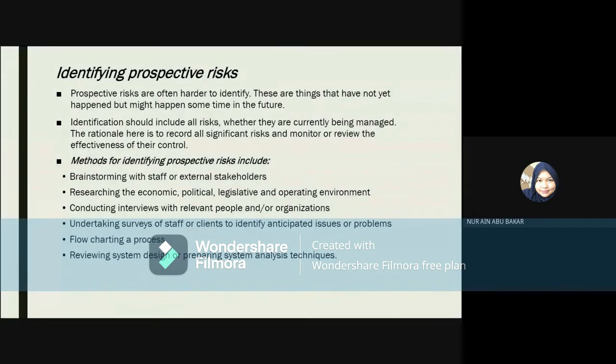And that is why WHO had to declare it as a pandemic, because the severity, the risk that COVID-19 brought actually affected most of the population on the earth. So prospective risk is what normally the management accountant or risk management committee needs to oversee.